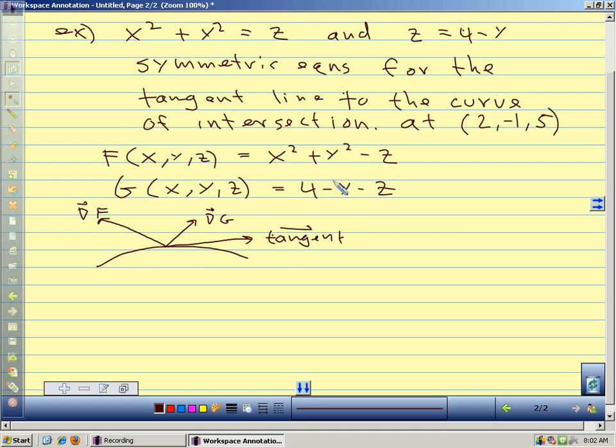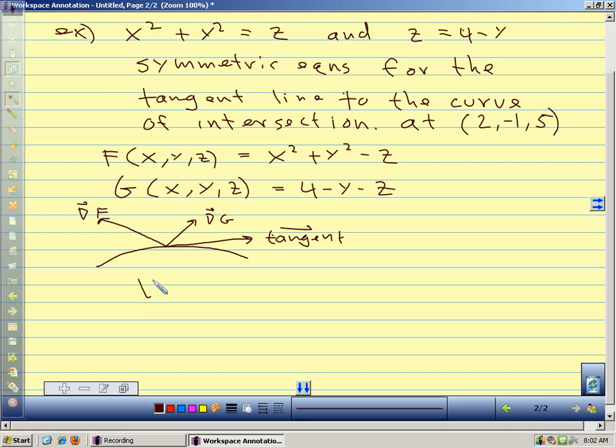So we're going to find the gradient of each of the surfaces at the point. We're going to take the cross product. Our cross product is going to give us the direction of the tangent line, and then we can use that to write our symmetric equations for the tangent line.